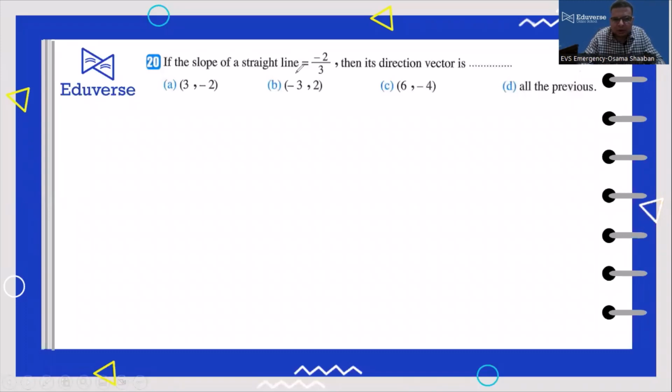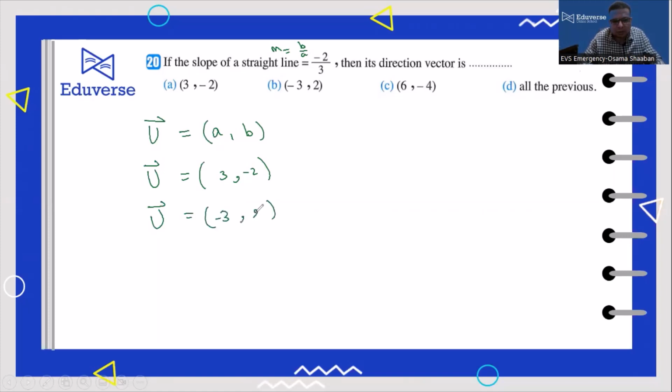Number 20. If the slope of the straight line is negative 2 over 3, then its direction vector is A or B or C and so on. You know the direction vector u comes from the vector a and b, and the slope equals b over a. So this would be negative 2 over 3. Or maybe the u vector is 3 negative and 2 positive, so 2 over negative 3 is negative 2 over 3, the same value.